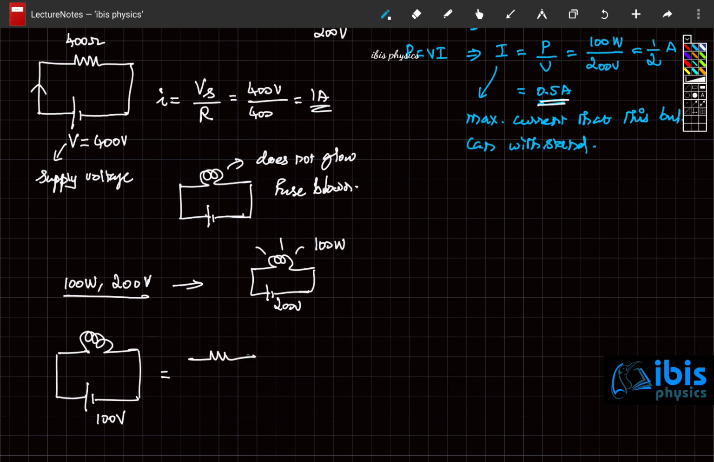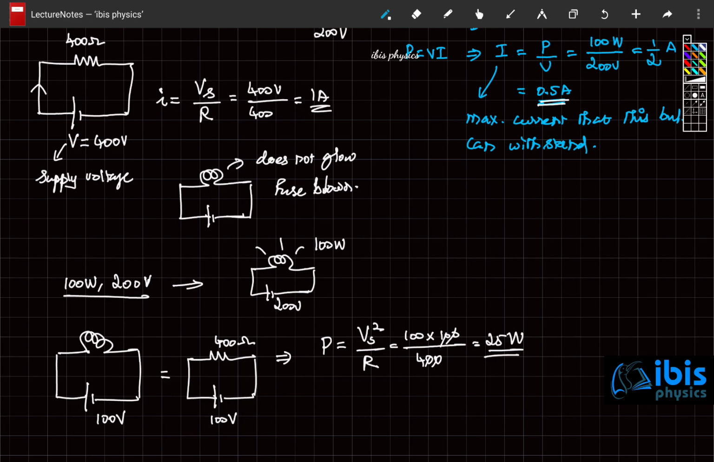This is equivalent to connecting a 400 ohm resistor, and the voltage across it is 100 volt. So the power consumed is equal to supply voltage square divided by R. The supply voltage is 100, squared, divided by the resistance of the bulb, 400. So it is 25 watt. So when you reduce the voltage by half, the power reduces to 1/4.